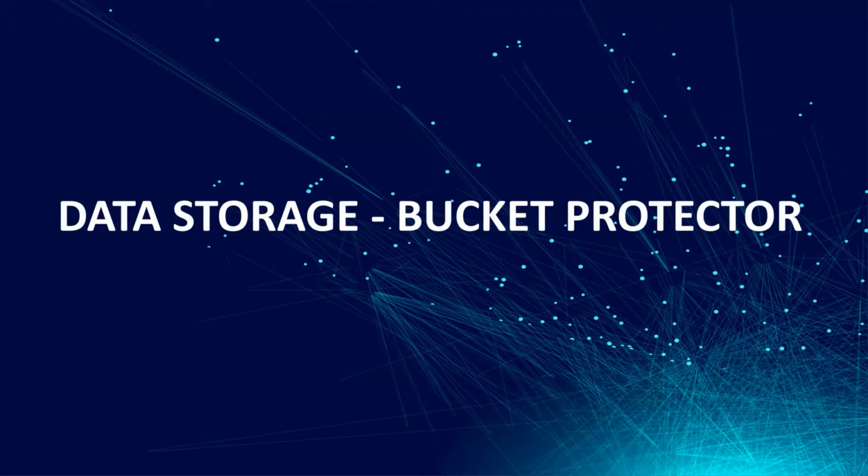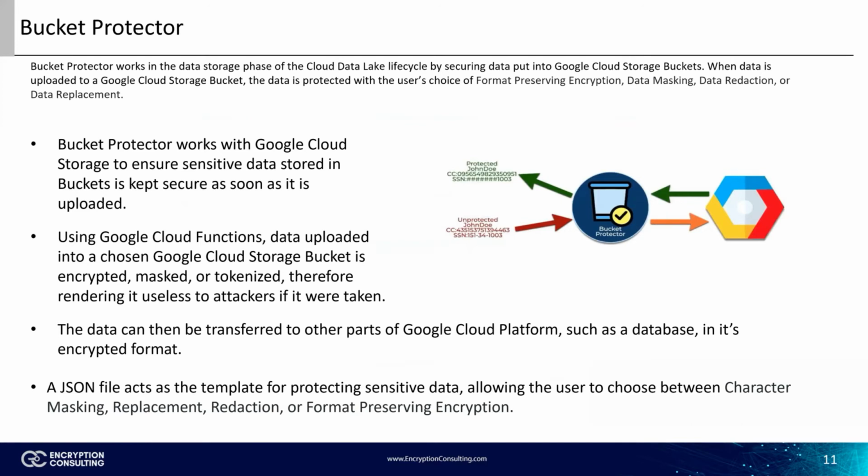Next up is Bucket Protector. This cloud utility function guards data in the data storage phase. Bucket Protector works with Google Cloud Storage to ensure sensitive data stored on Google Cloud Platform is kept secure. Bucket Protector utilizes a template file to learn all the methods to be used on the dataset. These methods can be format preserving encryption, data masking, replacement, or redaction. Once the sensitive data is successfully protected, that data can then be moved throughout other GCP tools, like databases, without fear from the user that their data is unprotected.